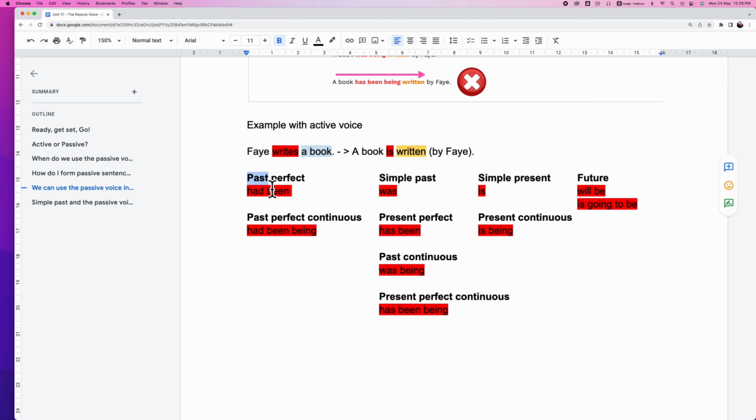And past perfect tense, simple past tense, simple present tense, future tense, present perfect tense, present continuous tense, and past continuous tense. And for present perfect continuous, you have to be aware that in passive voice we seldom use present perfect continuous. By the same logic, we seldom use past perfect continuous in passive voice as well.